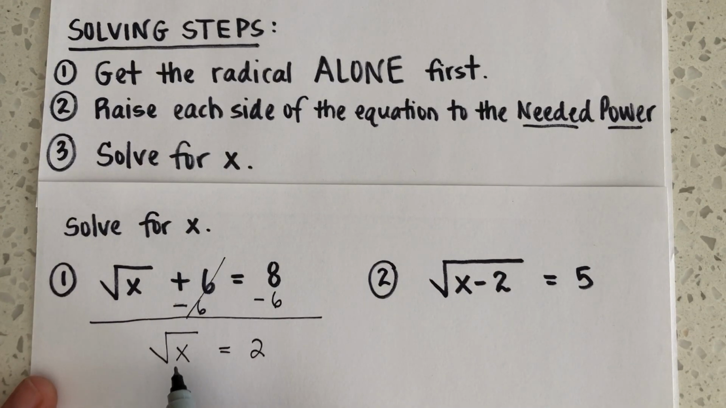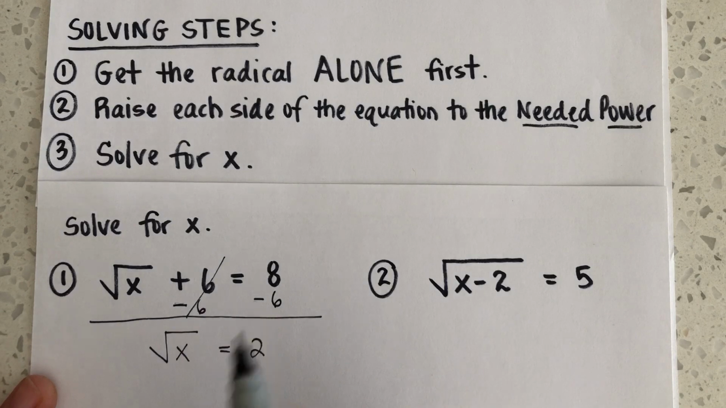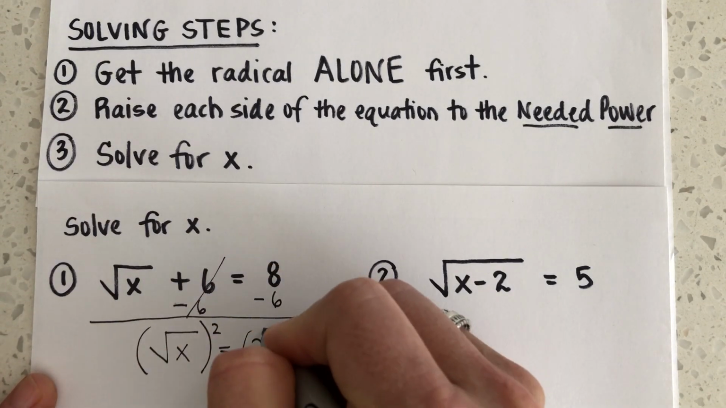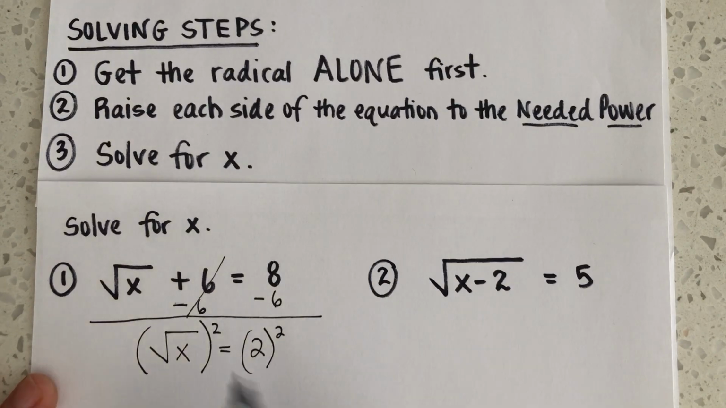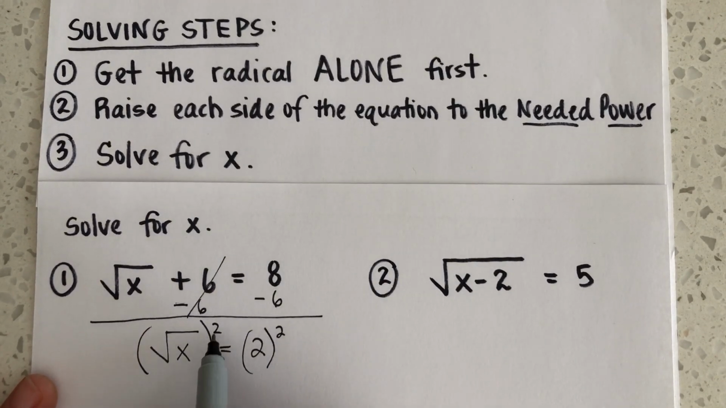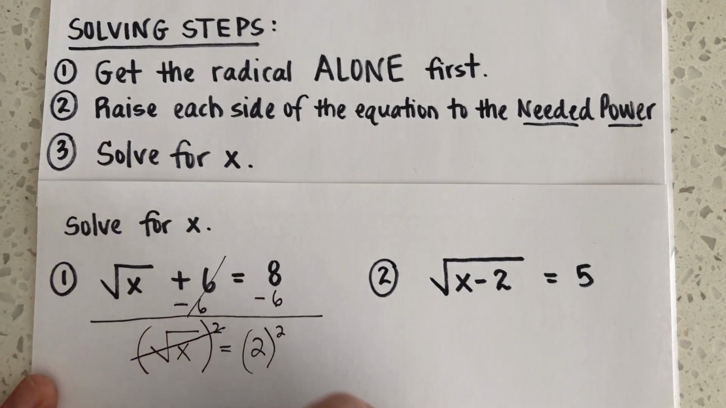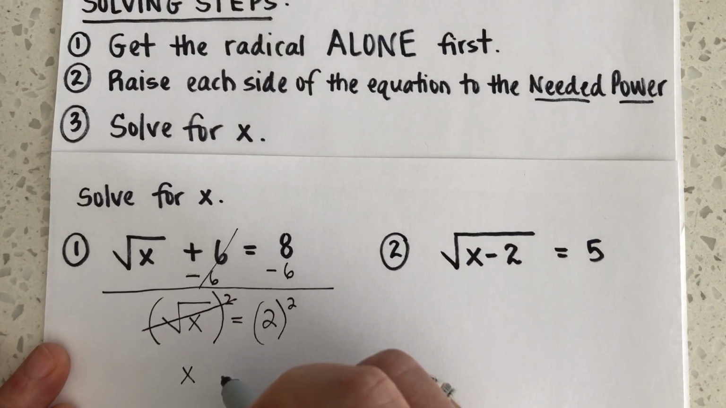So now I want to get rid of that radical by using the needed power. Well, what power do you need to get rid of a square root? You need a power of 2. So raise both sides to a power of 2. Because whatever you do to one side, you got to do to the other side, right? It's all about keeping the balance. All right, what does this power of 2 do to that square root? It cancels it, and you're left with just x, okay?